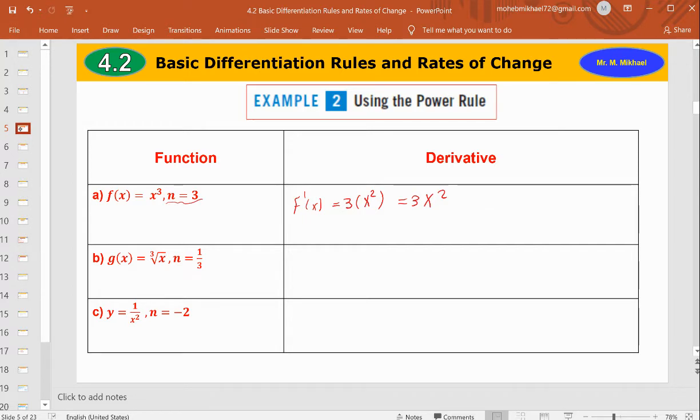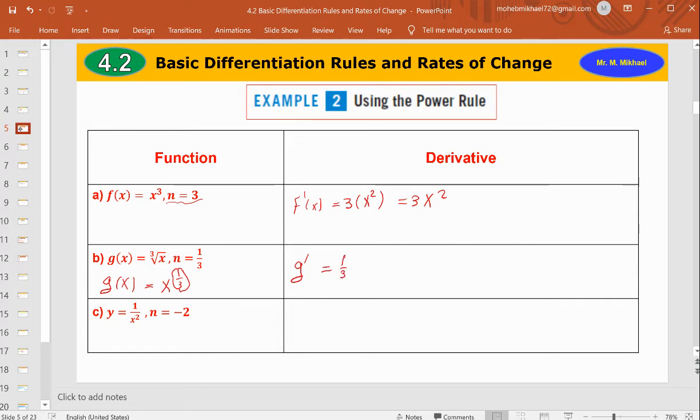Part B, g of x is equal to the cube root of x, and the power is 1 over 3. Guys, I can rewrite this function in exponential form. Exponential form is easier than radical form. That's equivalent to x to the power 1 over 3. And now we need to get the derivative of this function, g prime. G prime is equal to, we're applying the power rule. What is the power rule, guys? You bring this power to be the coefficient of the derivative.